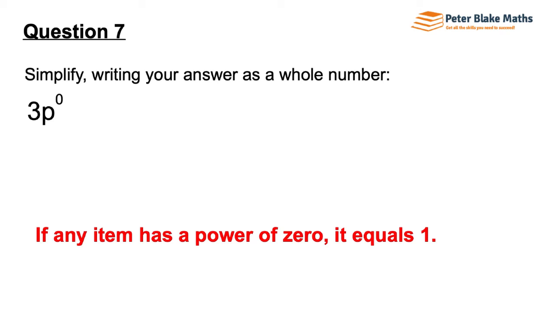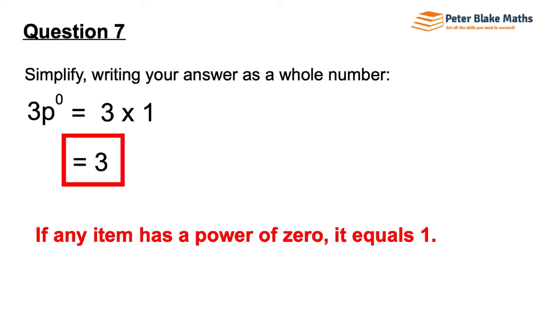So we have 3 times p to the 0. Now we'll notice that it's only the p that has the power of 0. The 3 isn't being affected by that 0 because we don't have brackets around the 3p. So it's 3 lots of p to the 0. In this case we have 3 lots of something that equals 1. So the p to the 0 part becomes 1, and we just multiply that by that front 3. Final answer, 3.